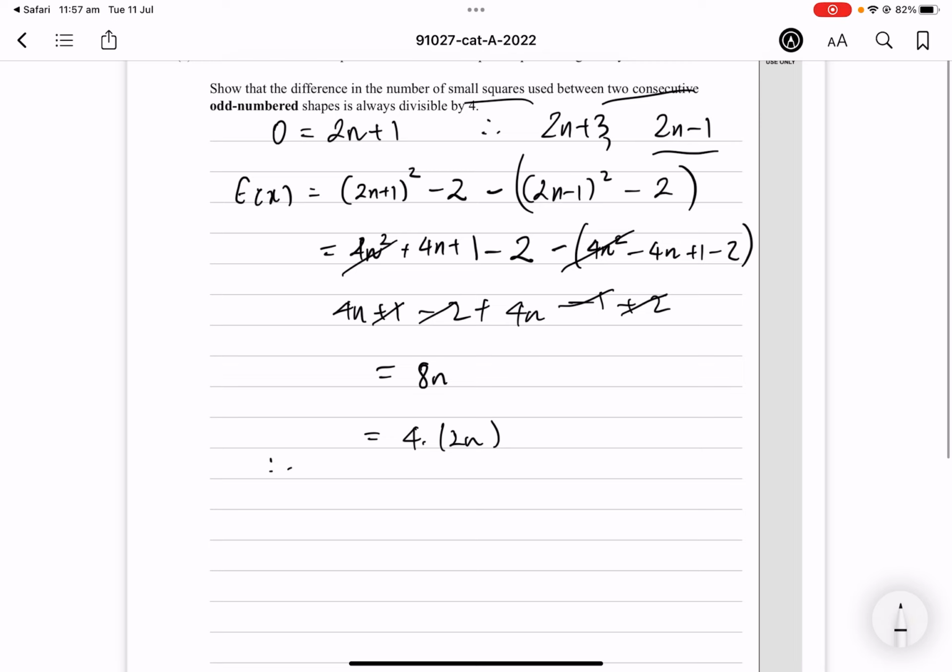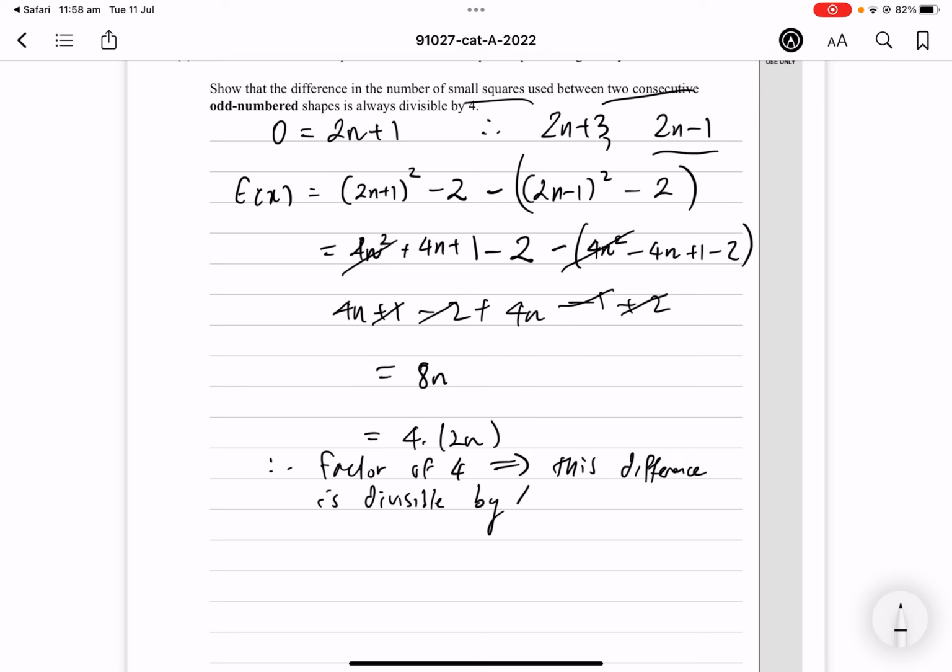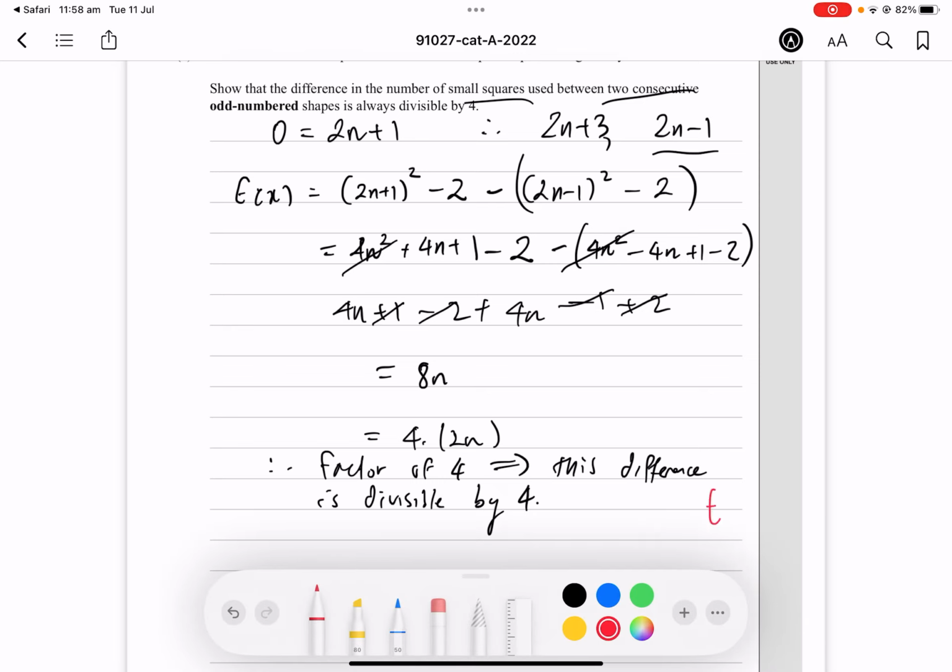So factor of 4, which directly implies that this expression or this difference is divisible by 4. And that's all we need for this question, and this is an excellence level question here for a correct answer.